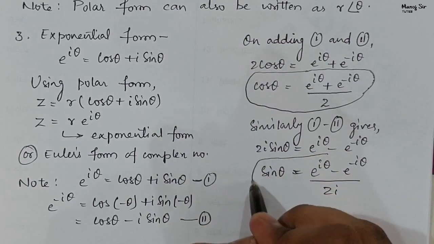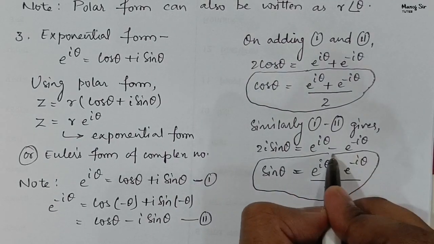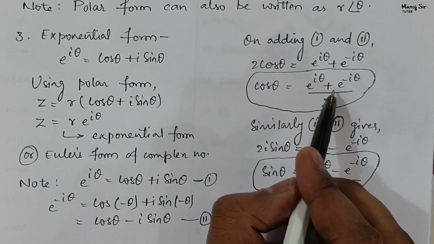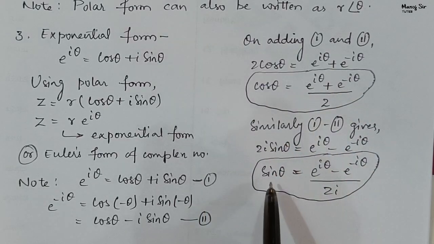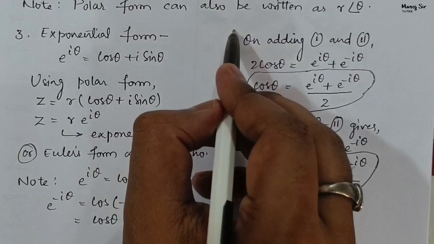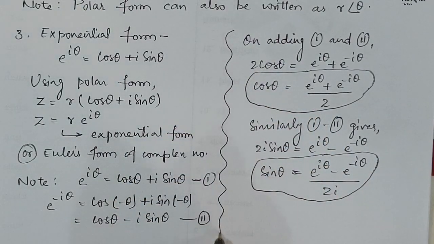Now again this is also an important result. So cos theta equals e to the power I theta plus e to the power minus I theta upon 2. What is sin theta? That is e to the power I theta minus e to the power minus I theta upon 2i. And both the results are very, very important.